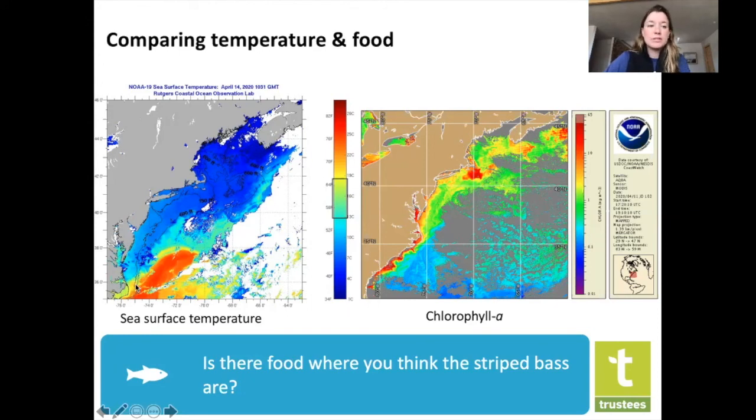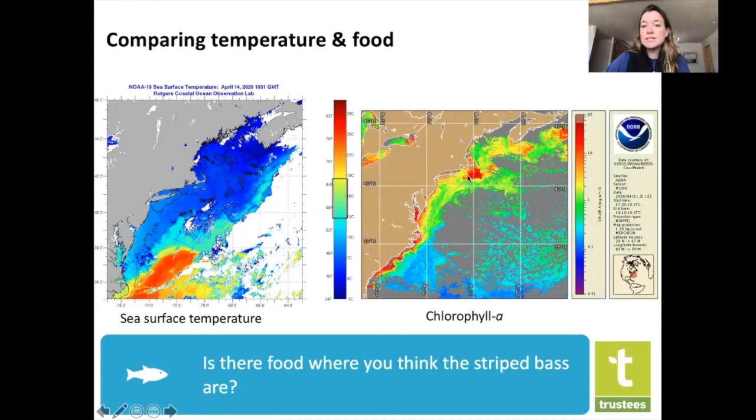Is there food in that same region? So we're looking, the striped bass would be around in here, these turquoisey colors. And let's see, is there high amounts of food? We're looking for those reds. And you'll see there's higher amounts of chlorophyll here in these estuaries and bays coming in from the ocean. And then also what's interesting to note, the satellite imagery is picking up quite a bit of phytoplankton, of chlorophyll A, just south of Nantucket and Martha's Vineyard here.